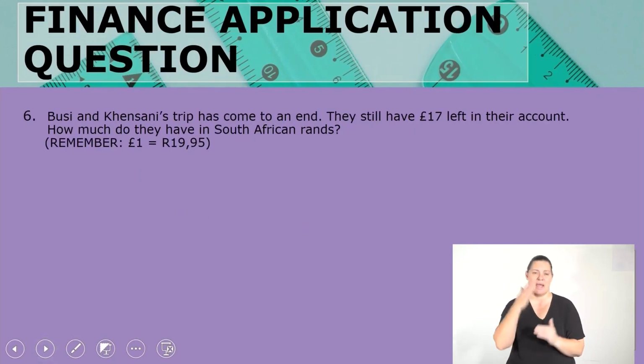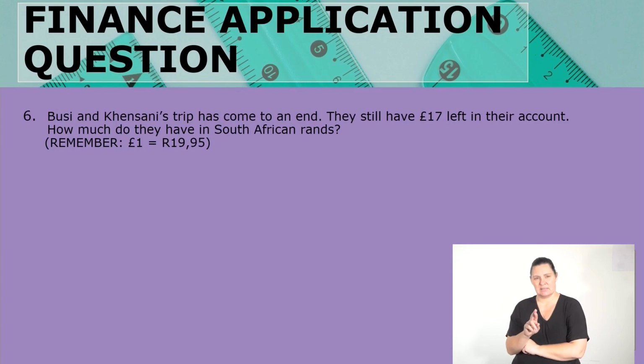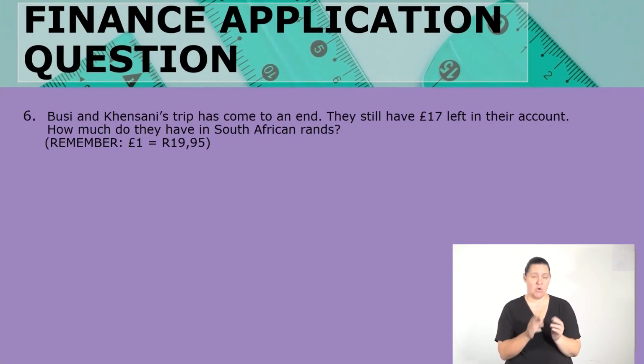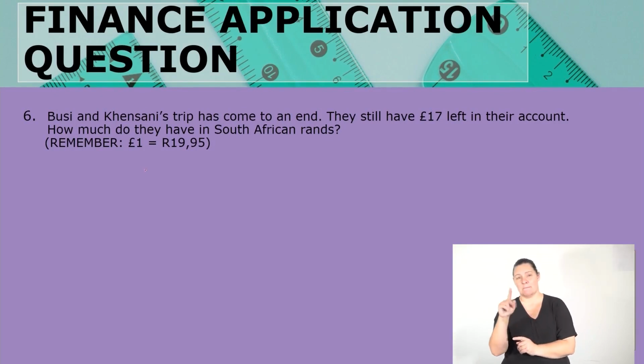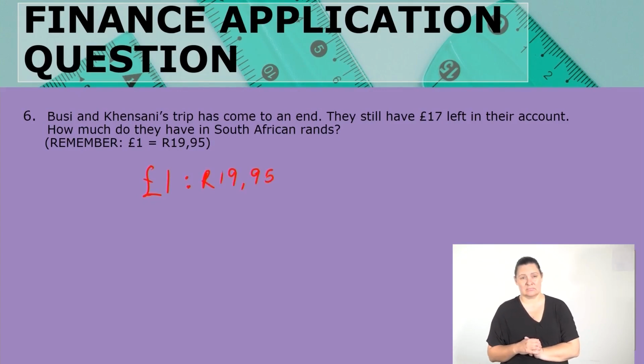So Busi and Kensani's trip has come to an end. They still have 17 pounds left in their account. How much do they have in South African rands? Remember the ratio of pounds to rands? That is 1 pound is to 19 rands and 95 cents.